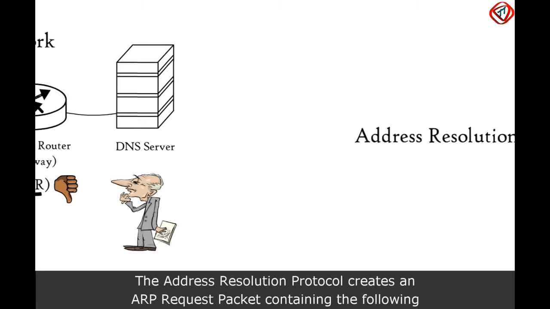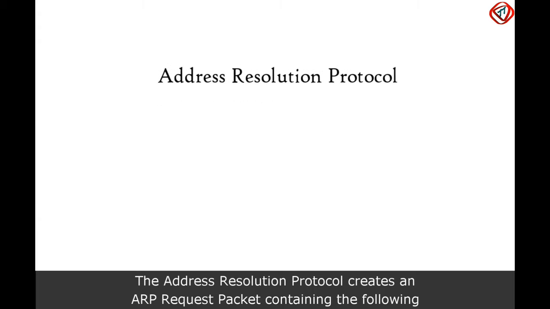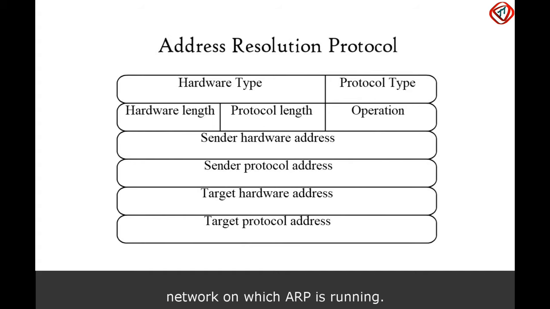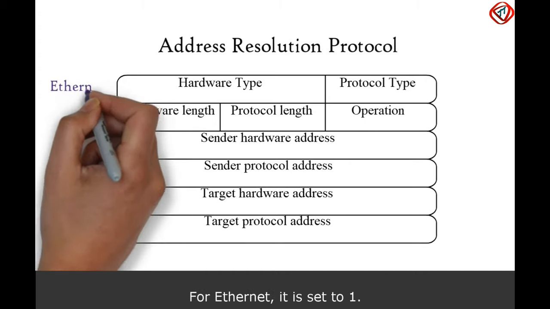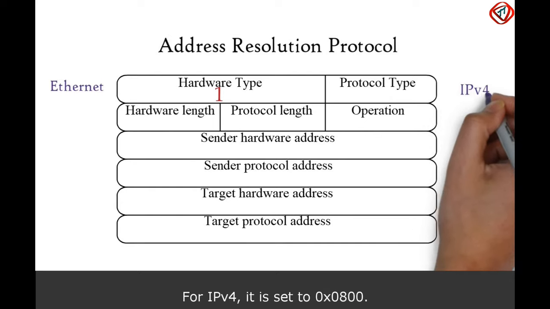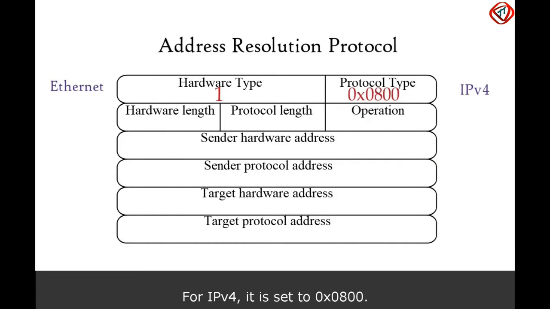The address resolution protocol creates an ARP request packet containing the following fields. Hardware type defines the type of the physical network on which address resolution protocol is running. For Ethernet, it is set to 1. Protocol type defines the protocol that is being used. For IPv4, it is set to 0800, represented in hexadecimal.